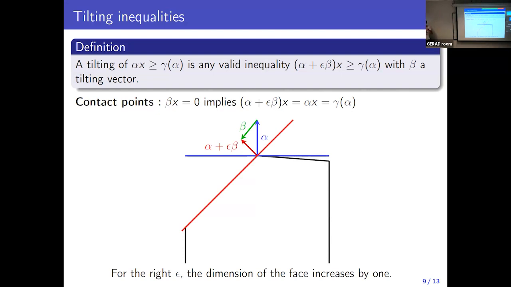Mathematically, you increase the dimension of the face that this new inequality is creating on the polyhedron. And so the idea about tilting is to tilt inequalities again and again to increase the dimension. If you do that continuously until you have no more tilting vectors available, then you obtain a facet of the polyhedron. But the main thing that you have to know now is how to choose the epsilon that will give you the proper tilting.